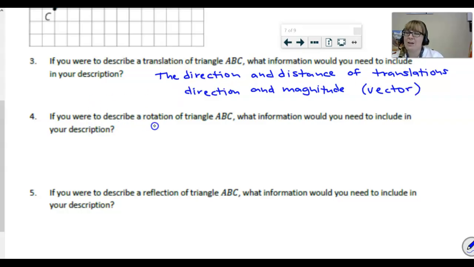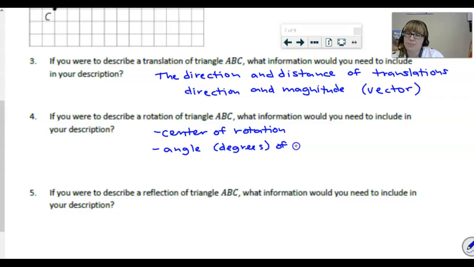If we're describing a rotation of triangle ABC, we need the center of rotation, we need the angle of rotation, that would be our degrees, which also includes the direction. Are we going clockwise? Are we going counterclockwise?